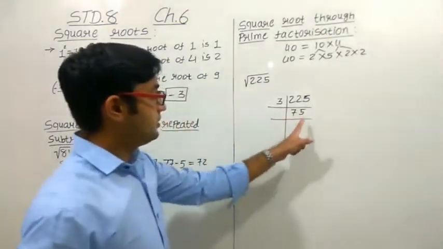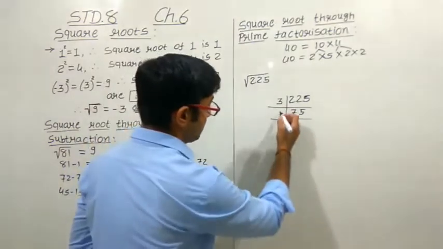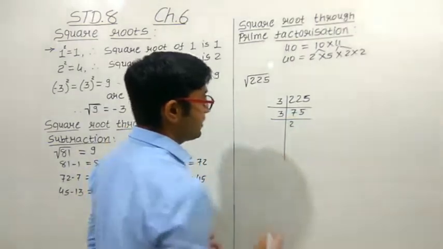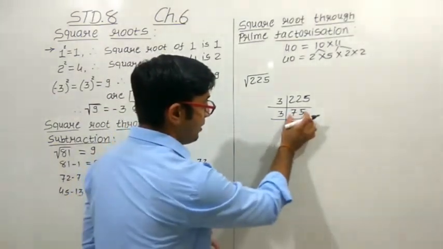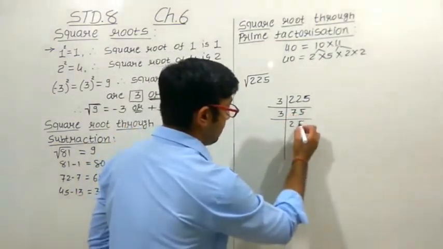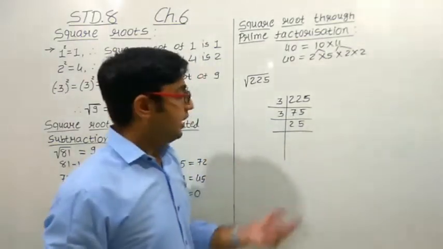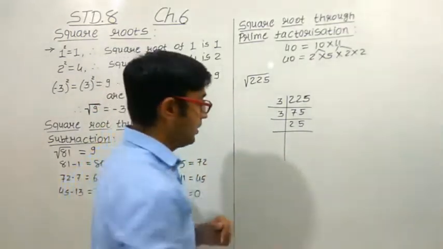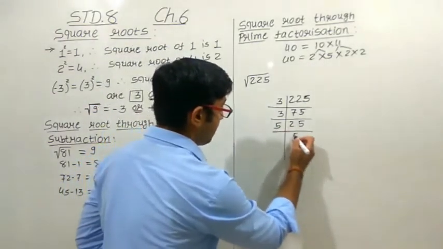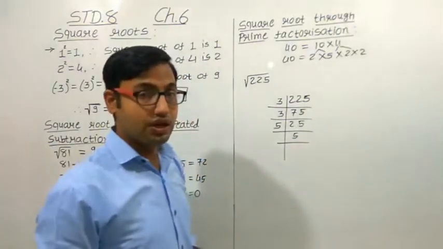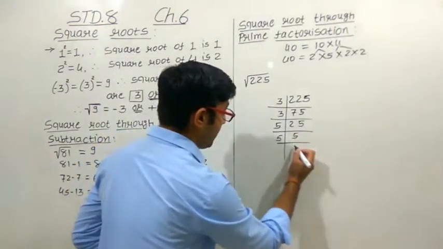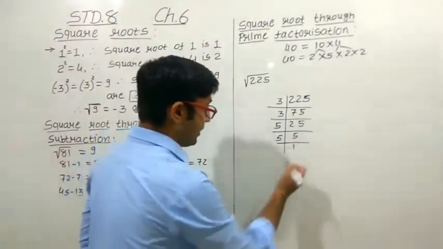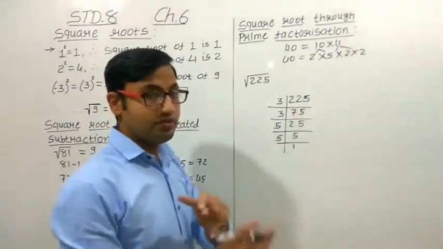Now again, is this number divisible by 3? Yes, we can divide it by 3. So when we divide it by 3, we get 3 twos are 6. Again 1 remains and 1 and 5 become 15. So 25 will be here. Now this number is not divisible by 3, so now we have to divide it by 5. This number is divisible by 5. 5 fives are 25. And 5 is again divisible by 5. 5 ones are 5. Right? So when we get 1 here, the factorization is complete.